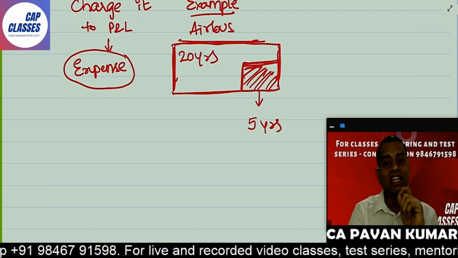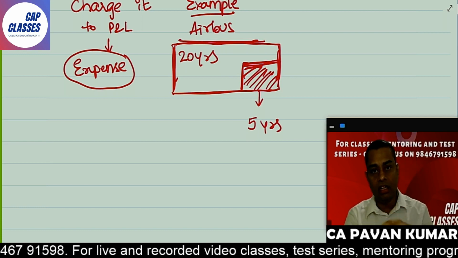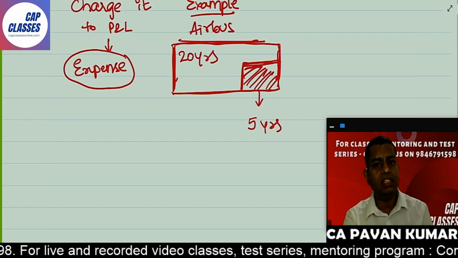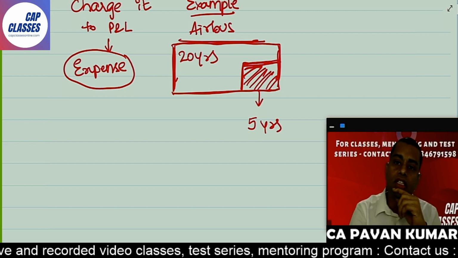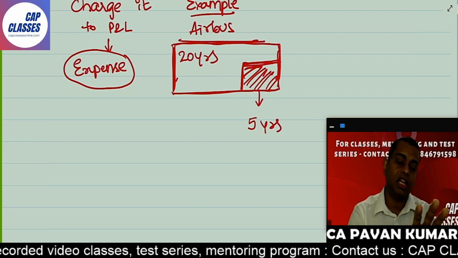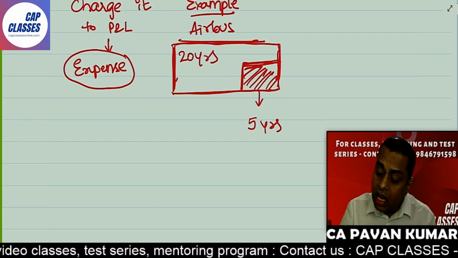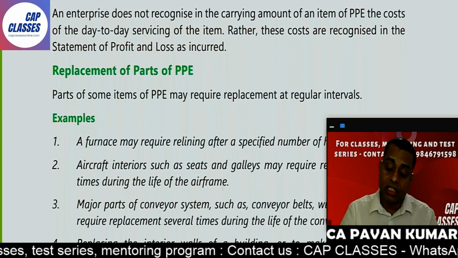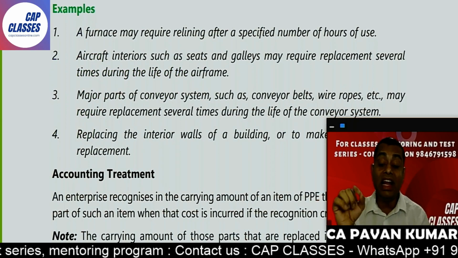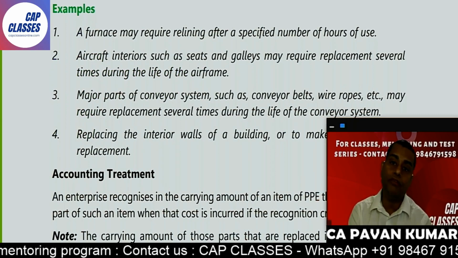So in these examples, can I capitalize this new component cost? The answer is yes. The answer is yes. So they have given some examples. Let us see the examples first. A furnace may require relining after a specified number of hours of use.